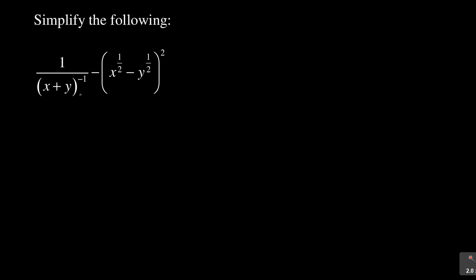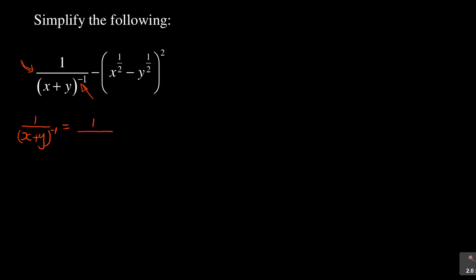So a few things here that you were supposed to be in check for. You have a division here, this is a division sign, as well as a negative sign. If you try to simplify this part, which is 1 over x plus y to the power negative 1, just this part will become 1 over.